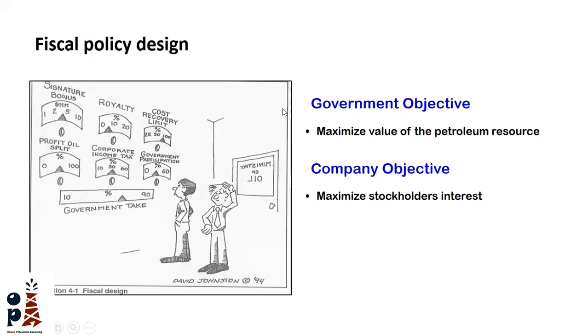So the government objective in the contract will be to maximize the value of the petroleum resource, to gain as much as possible from the resource they own, and the company objective is to maximize stockholder interest.